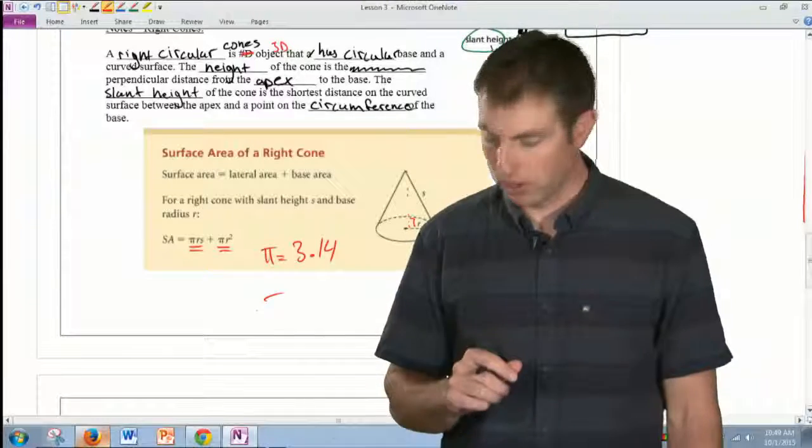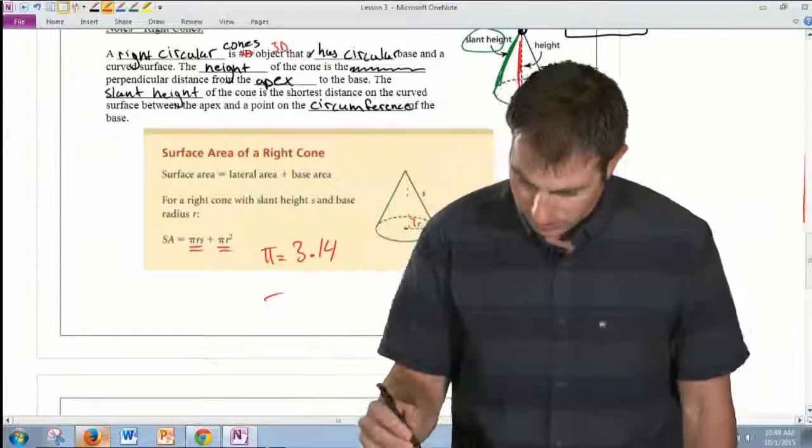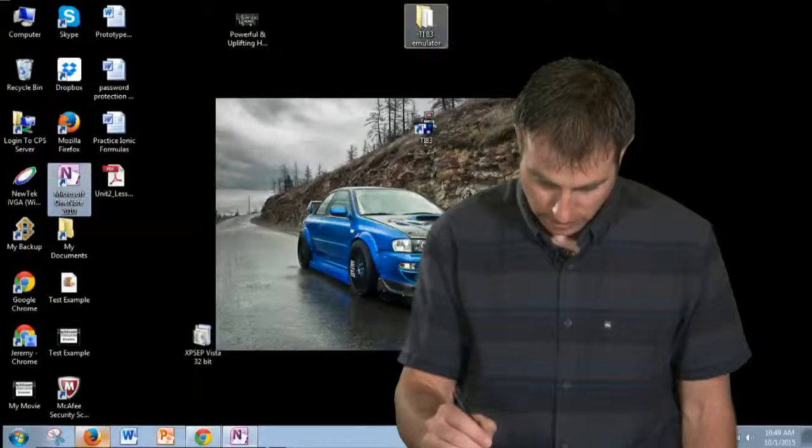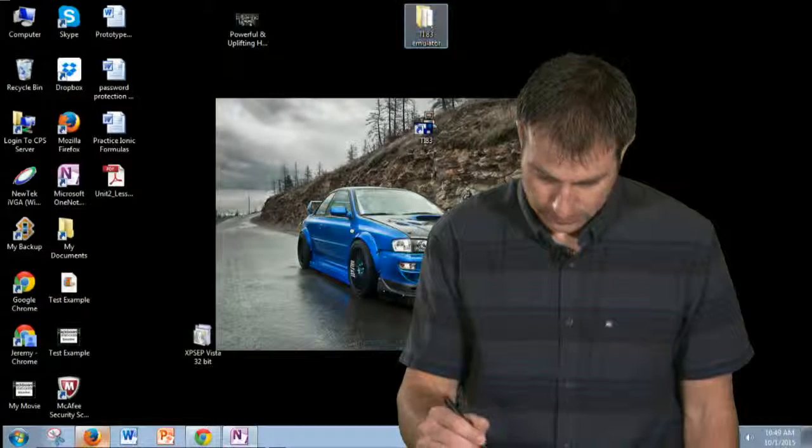What does the 3.14 key look like? Maybe I'll take a little trip over to my calculator here, see if I can get this fired up.